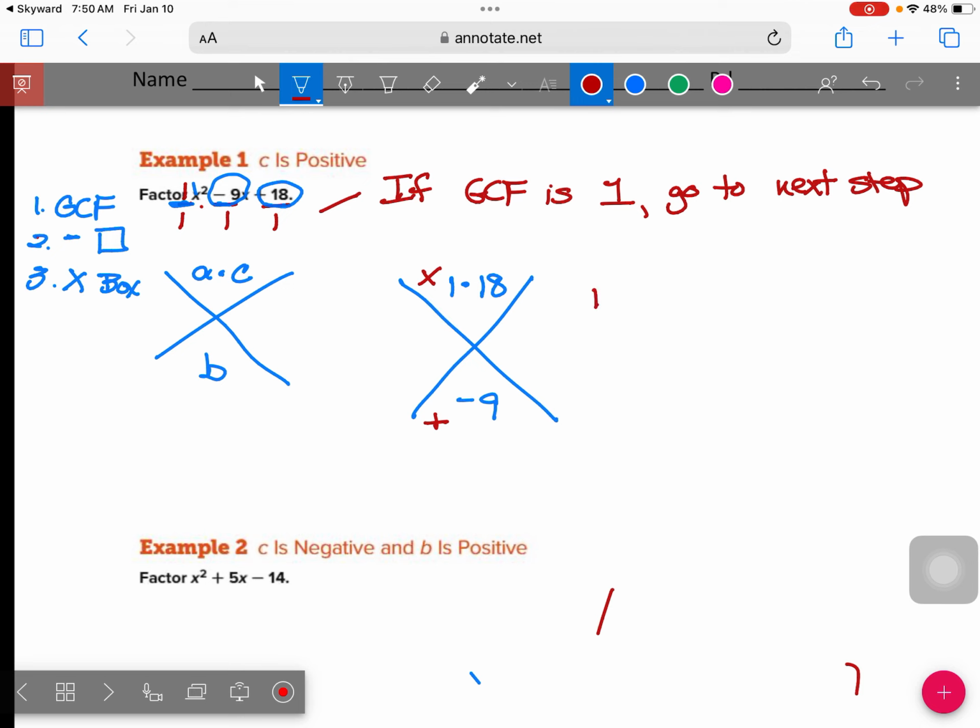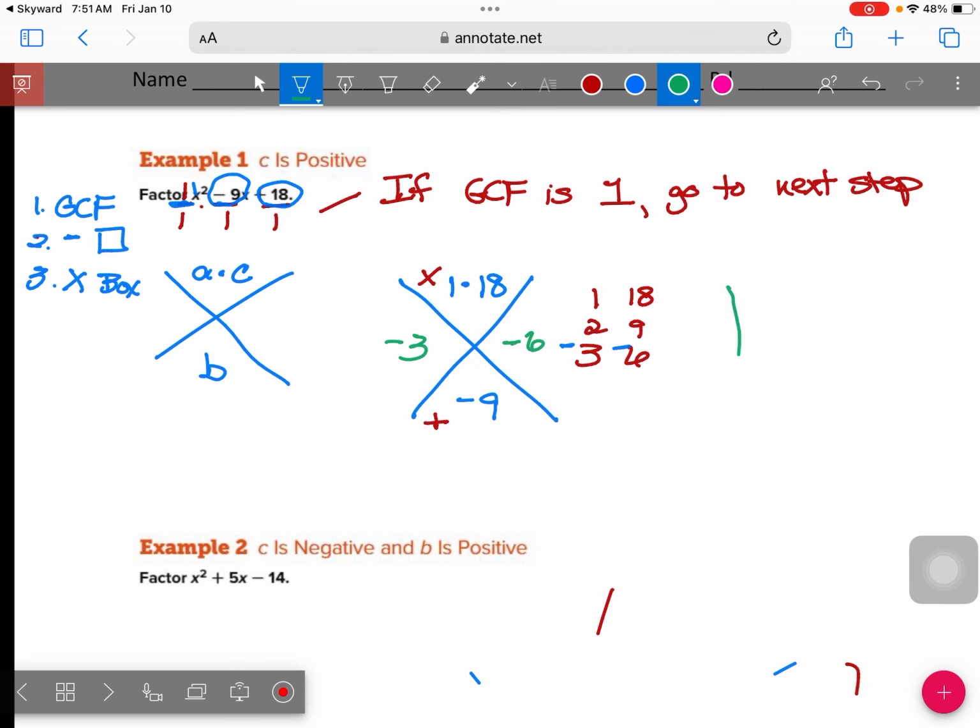So factors of 18, maybe we write them down for a bit. Okay, so we got 1 and 18, 2 and 9, 3 and 6, 4 doesn't work, 5, and then we're back to 6. So can you put two of these factors together that are going to add to give you negative 9? And somebody already said it. 6 and 3. It's going to be a negative 3. Let's do it in a different color. And a negative 6. Okay? Negative 3 and a negative 6.